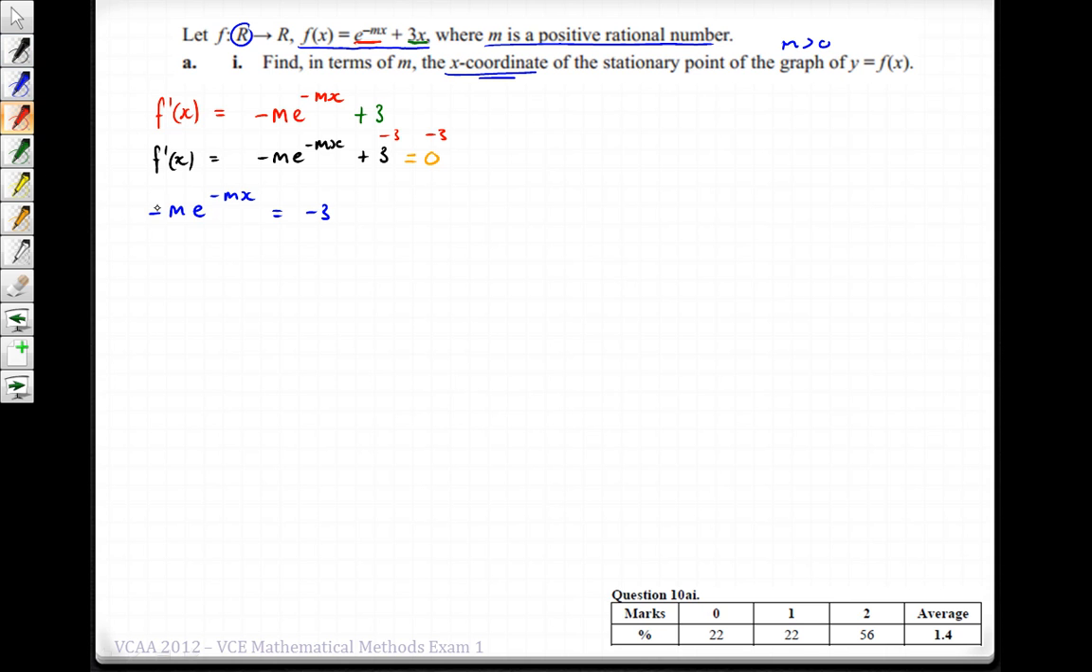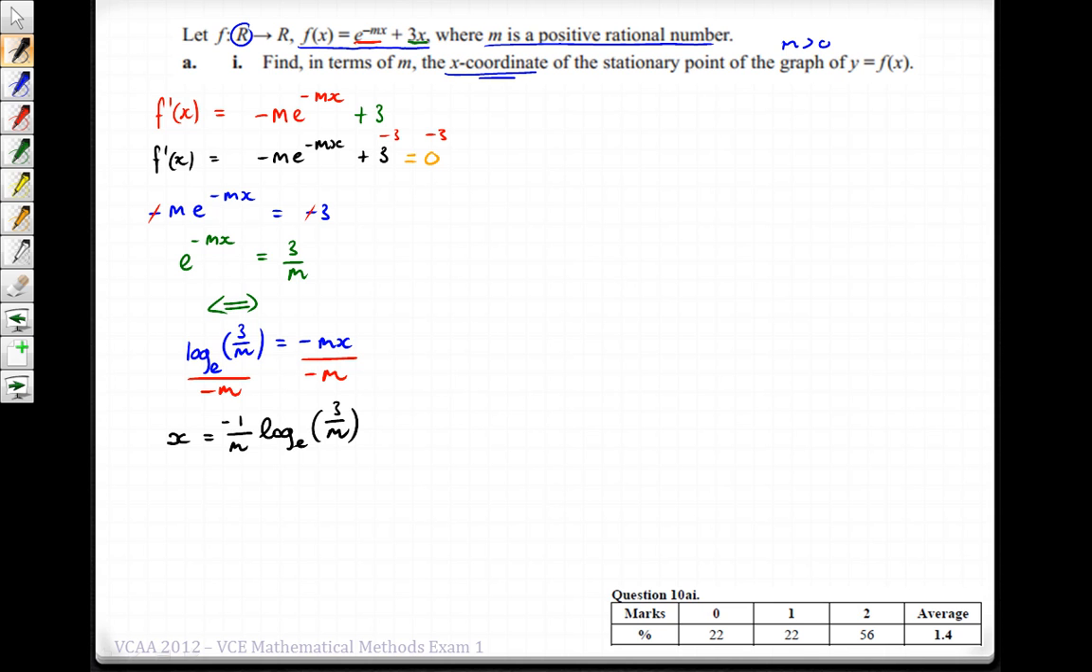So those negative terms, if you like, would cancel, and we can turn this into e to the negative mx equals 3 on m. So we're dividing through by m, so we get rid of it on the left hand side and we're left with 3 divided by m on the right hand side. And then we're just going to take our equivalent log statement. So we're going to get log e of 3 on m is equal to negative mx. So the last thing is just to isolate x, so we divide through by negative m, and we get that the x coordinate is going to be equal to negative 1 on m by the log e of 3 on m. So that's your x coordinate, and that's all we need to do for the first part of this question.